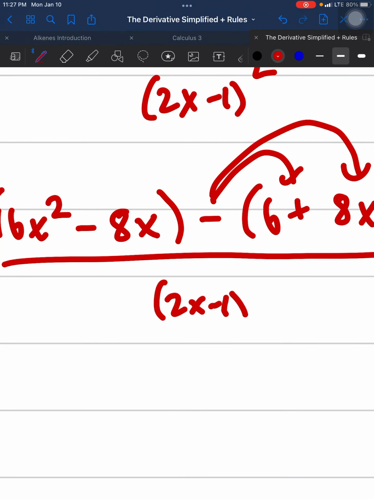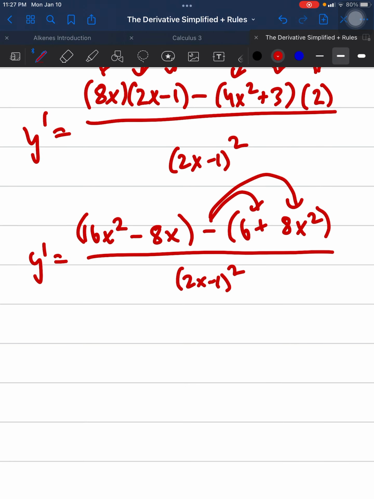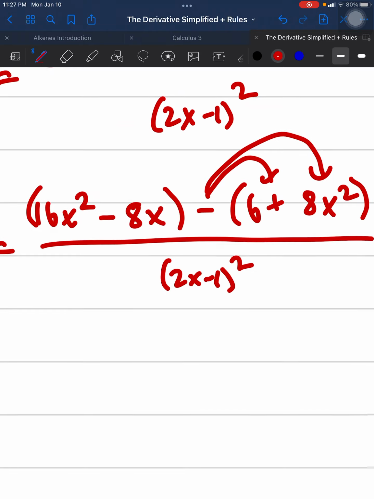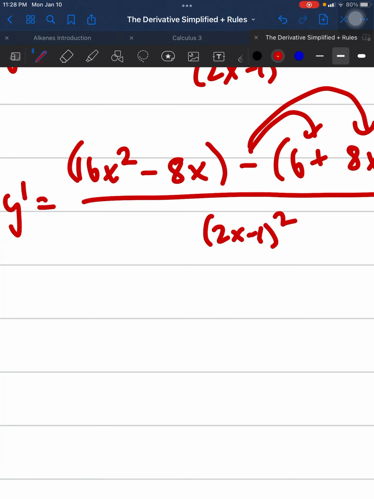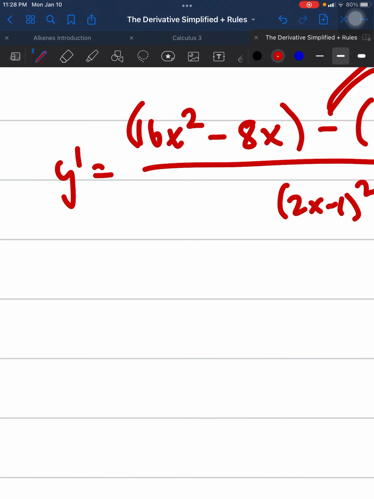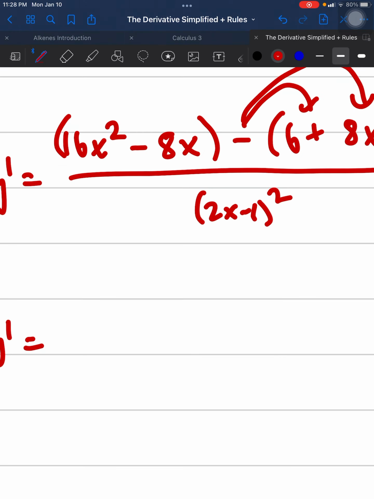And we can keep the denominator the same. I don't want to expand that entire binomial. It's gonna get pretty big then. The denominator is already in simplest form. We don't want to touch that.